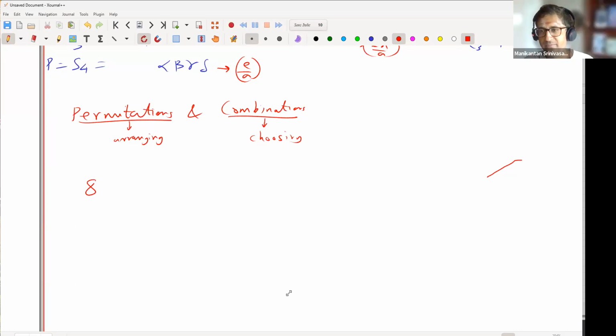Arav. Does it come with restrictions on the order or with no restrictions? No, I'm just choosing. I'm just choosing. It would be 8C3 only, that.